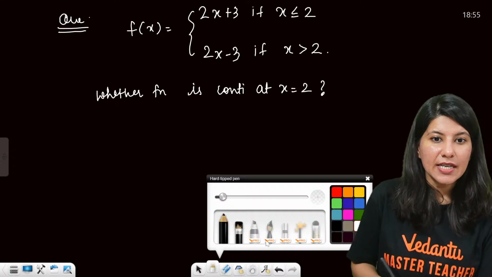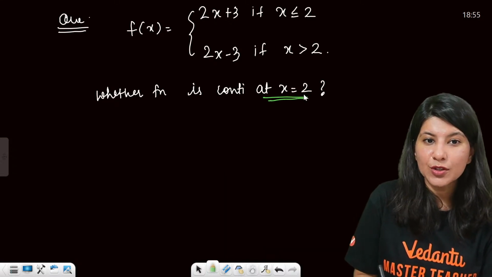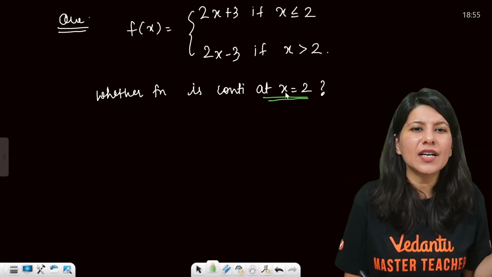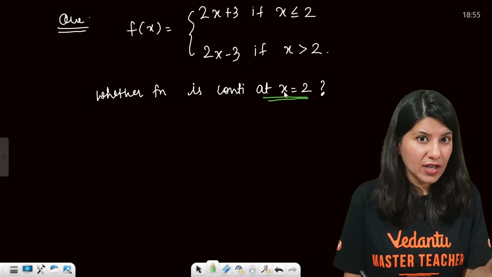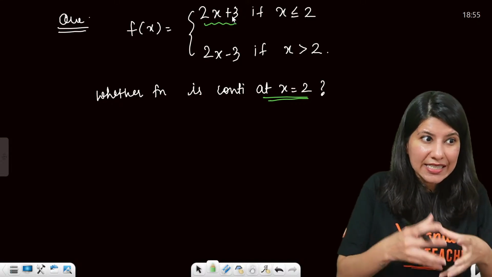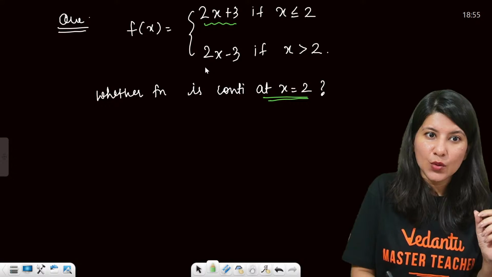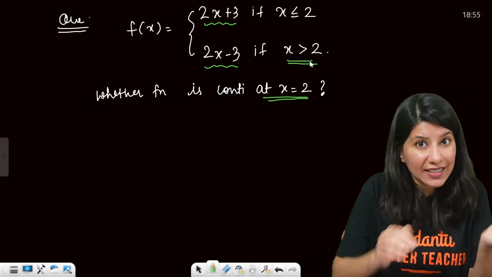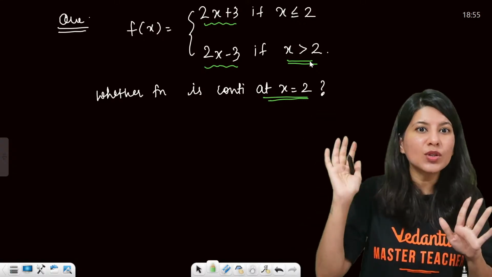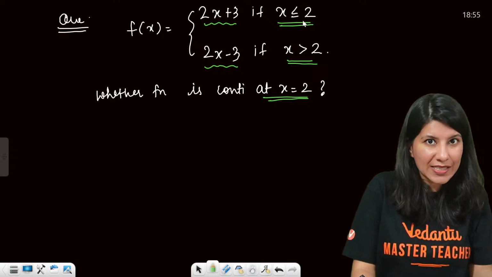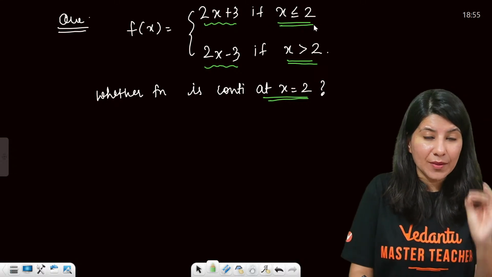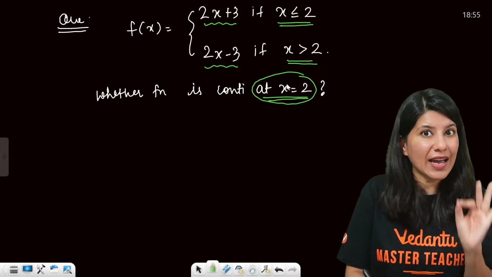Ma'am, although they have given x equals 2, in case they had just generally asked you to tell the continuity of this function overall, understand, this function is continuous individually. 2x minus 3 is also continuous. So for x greater than 2, I don't have to worry about it, because 2x minus 3 will be a smooth graph. For x less than or equal to 2, 2x plus 3, again a polynomial, smooth graph. The problem over here is the break point. The break point is happening at x equals 2. So we'll check at x equals 2.